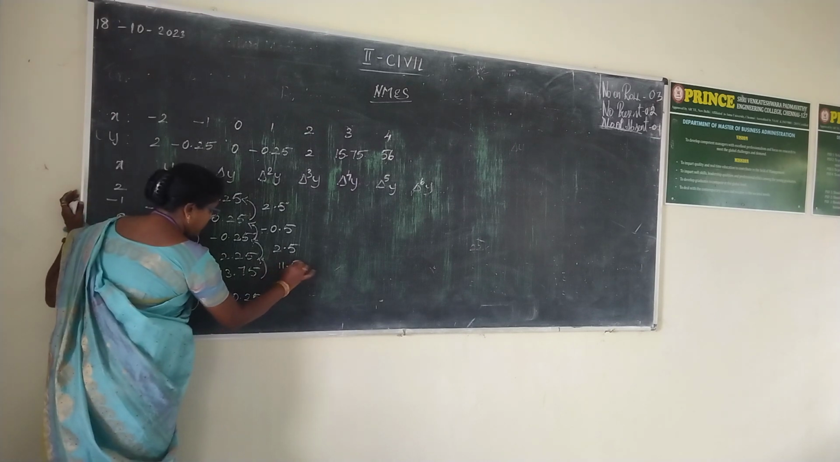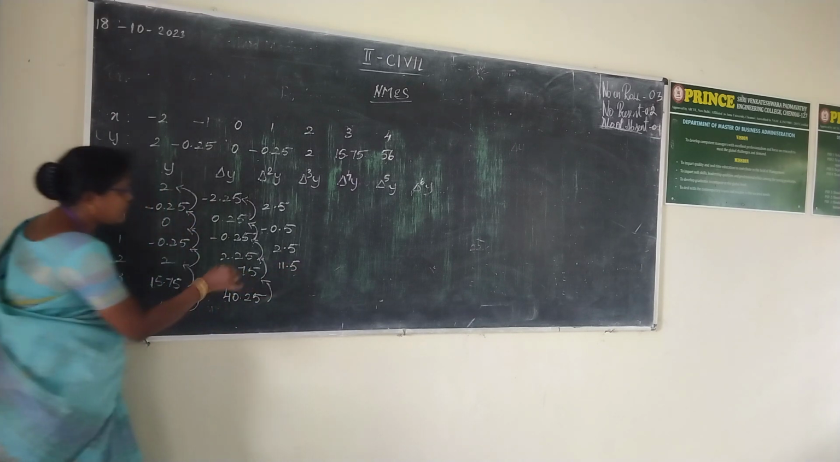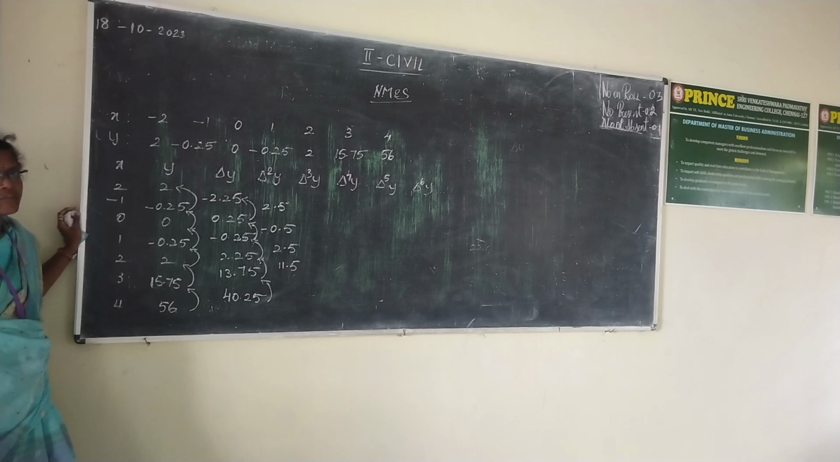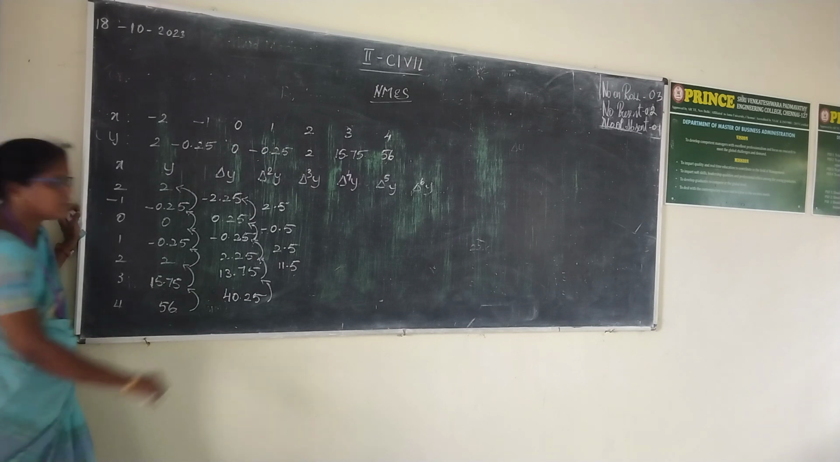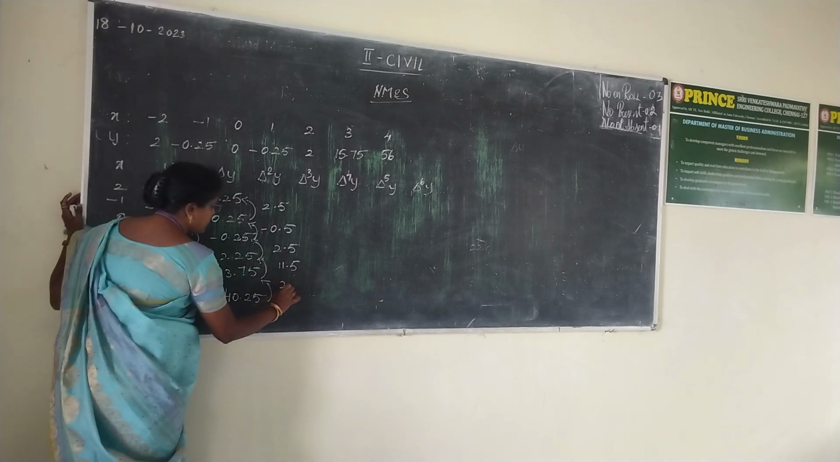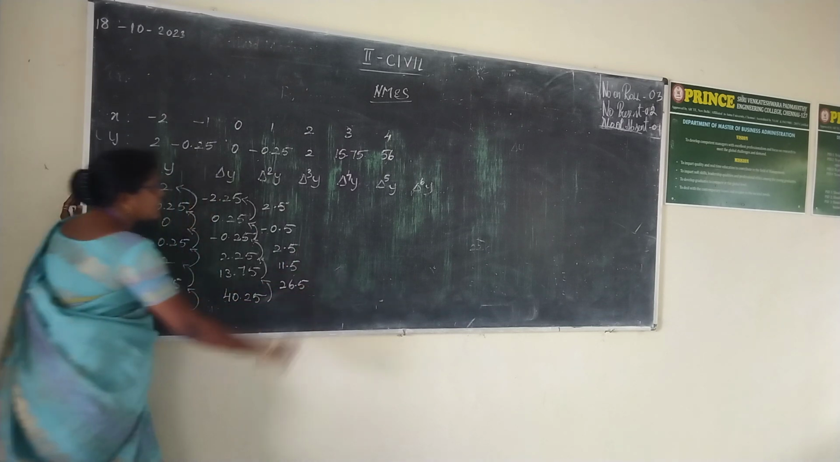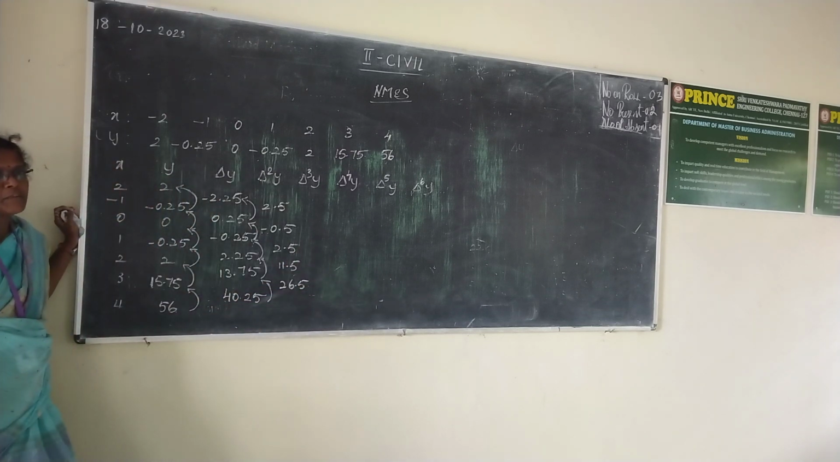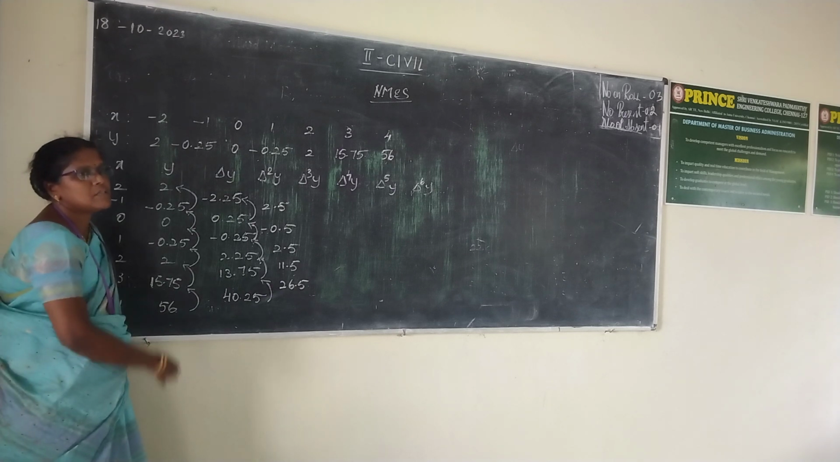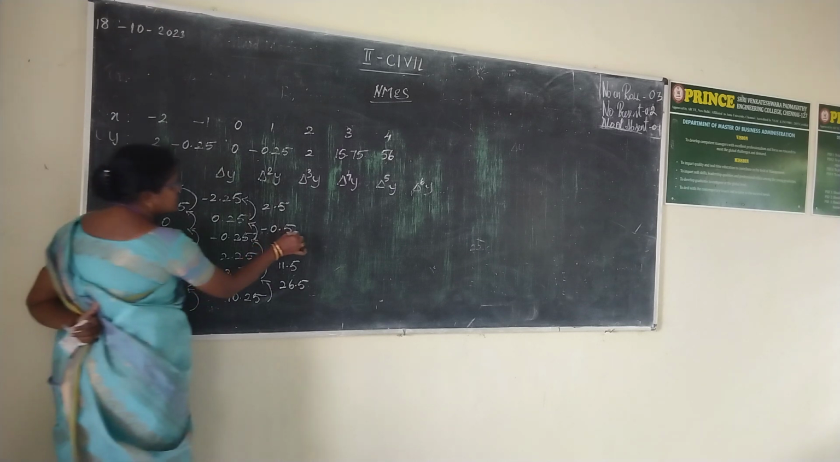11.5. 40.25 minus 13.75 is 20. Be careful when you multiply with a negative sign. These are the same answers. Third difference.